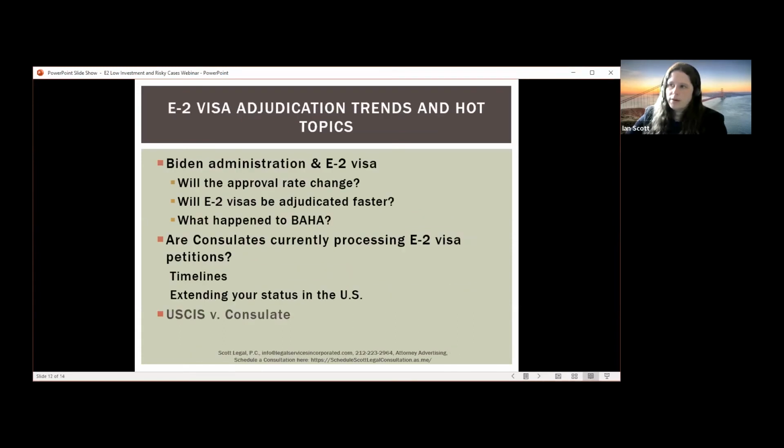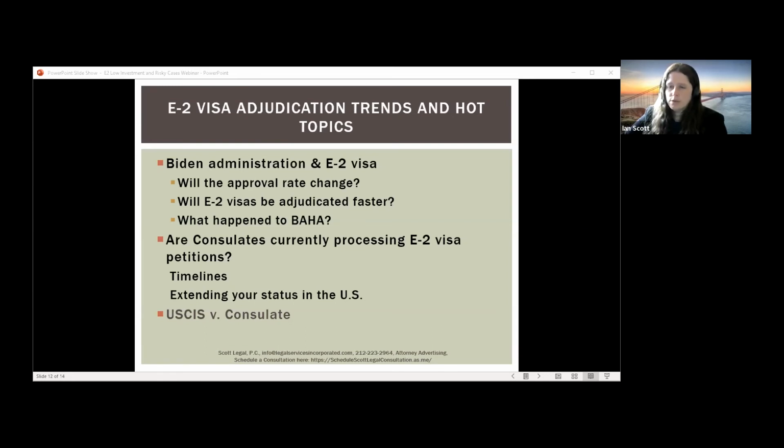Let's talk a little bit about E-2 visa adjudication trends and hot topics. So questions that were coming up over the past couple of years were whether the approval rate would change under the Biden administration. The approval rate for E-2s really didn't change under the previous administration, and it really didn't change again under the Biden administration. So generally E-2 approvals have stayed consistently high through both administrations.